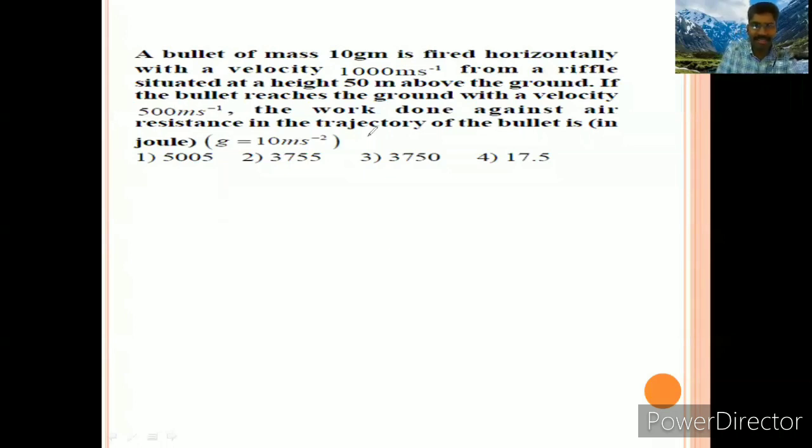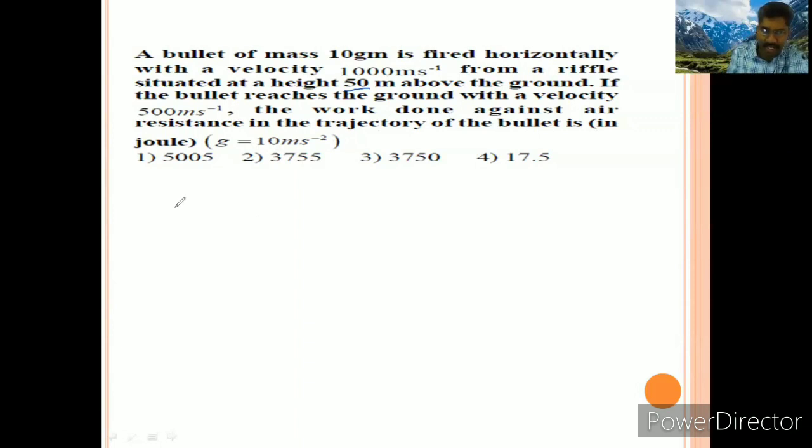A bullet of mass 10 grams is fired horizontally with a velocity of 1000 meter per second from a rifle situated at a height of 50 meters above the ground. If the bullet reaches the ground with a velocity of 500 meter per second, the work done against air resistance in the trajectory of the bullet is? So work done against air resistance we need to find out, in joules. The g value is given.